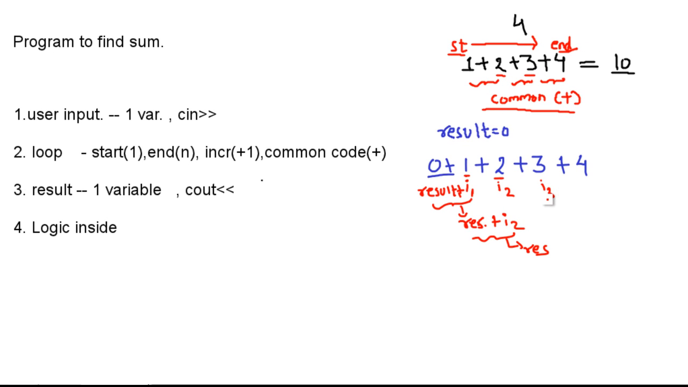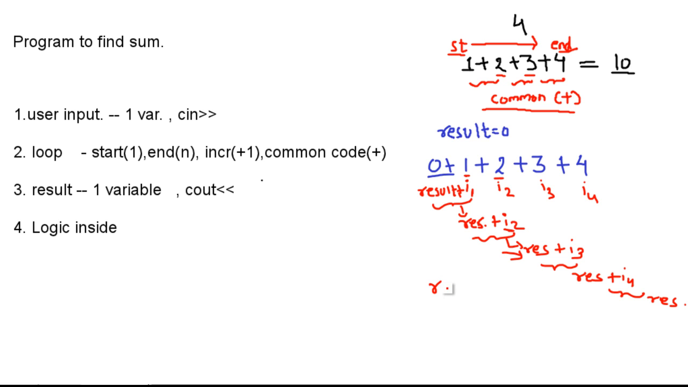Then again, what I'm doing is adding I3 to my current result, and this will give me the new result. And again I'm adding I4 to my current result, and again this will give me a new result. So I think you got the point here. The common logic, as you can see, is that in each iteration we add the I of that iteration to the current result, and then we store that sum to the result.